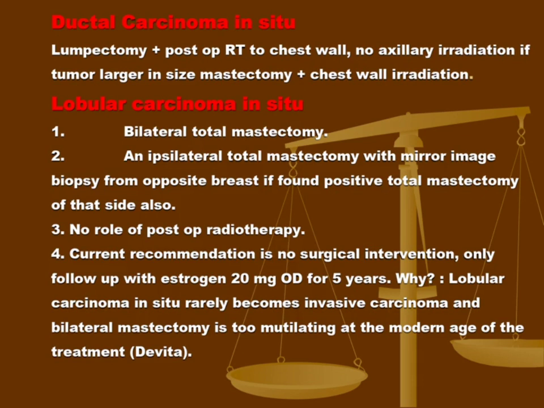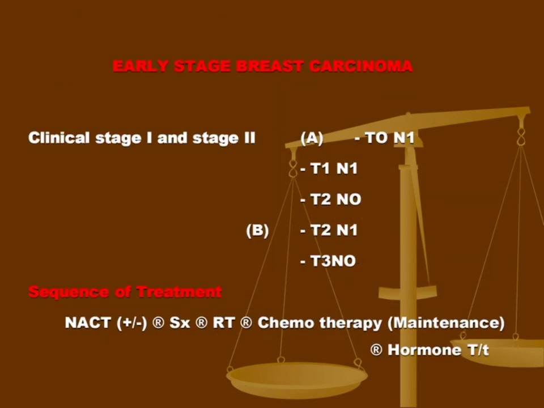So let us see the types of treatment for ductal carcinoma in situ. If you encounter it in the biopsy, it means the basement membrane is not invaded. So what should be the approach? Just go for a lumpectomy and post-op RT to the chest wall in case the tumor is more than 4 centimeters. But I repeat, there is no axillary irradiation in this case. If the tumor is larger in size, then mastectomy plus chest wall irradiation, no axillary irradiation.